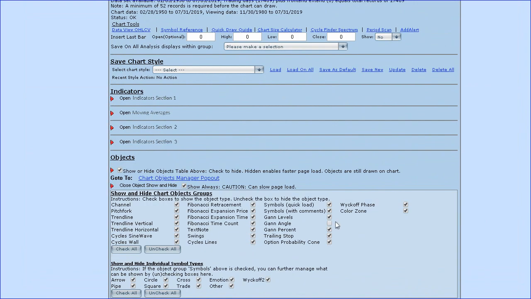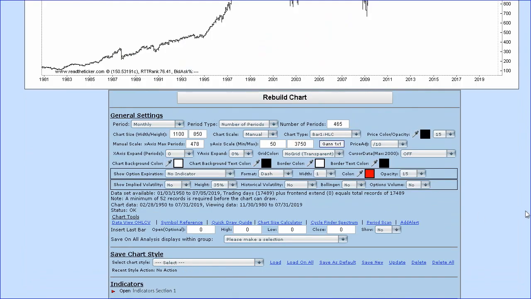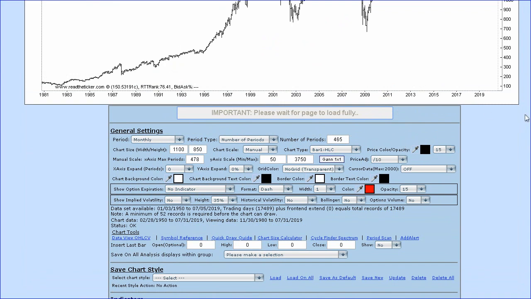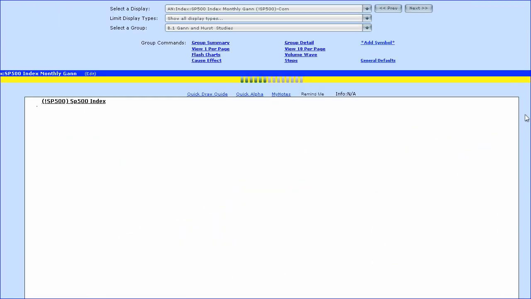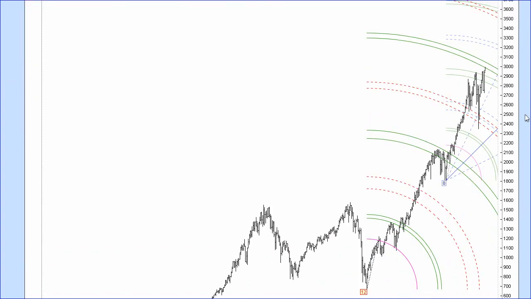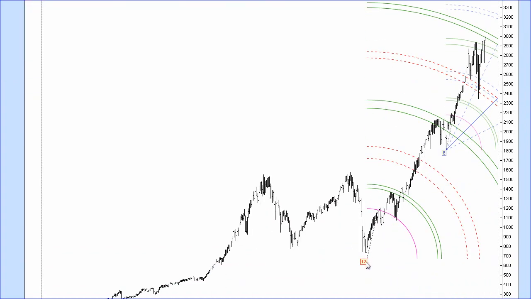I'll just unclick the major tool, turn them back on, rebuild the chart. Okay, so what we've got here is that 12 monthly period, this arc here. You notice how price action. Use the D key. Notice how price action is fitting within these arcs. Breaks through there, consolidates there, breaks through there.